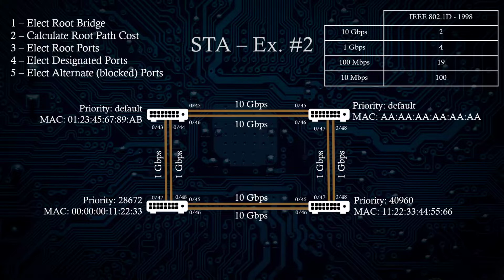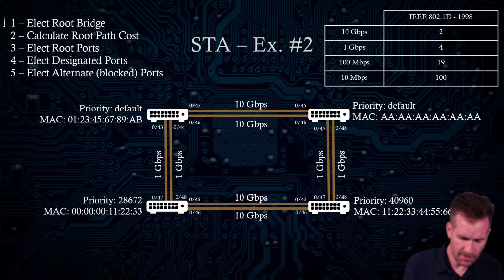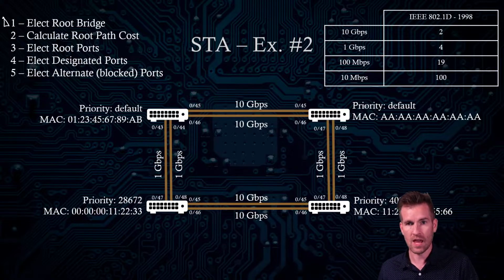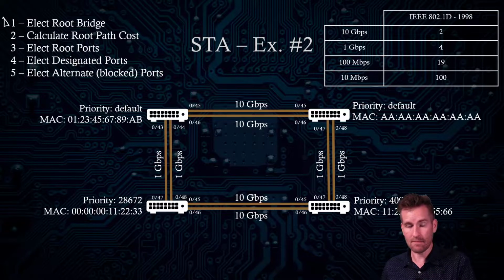Pause the video and see if you can come up with the answer yourself. Let's see if you've come up with the right answer. The first thing that we want to do is elect the root bridge. What is the root bridge? We base that off of the priority, then the extended system ID, and then the MAC address.